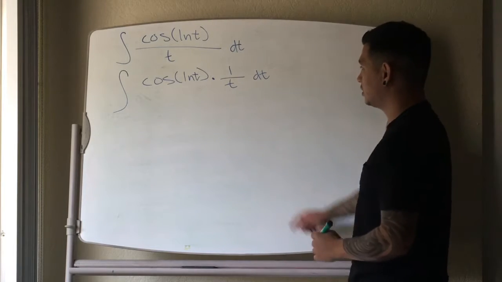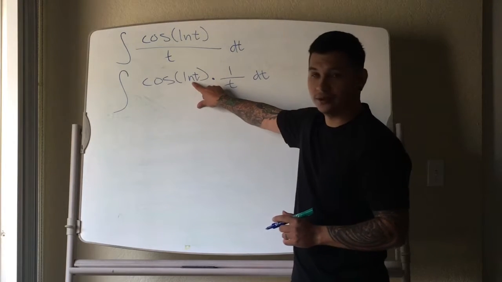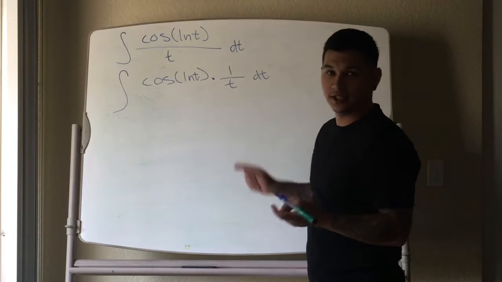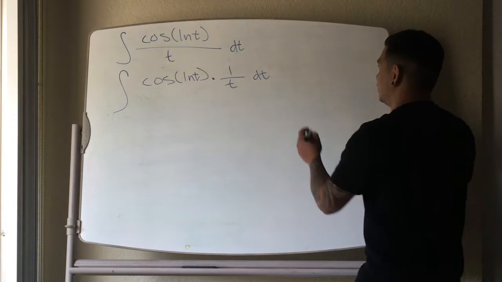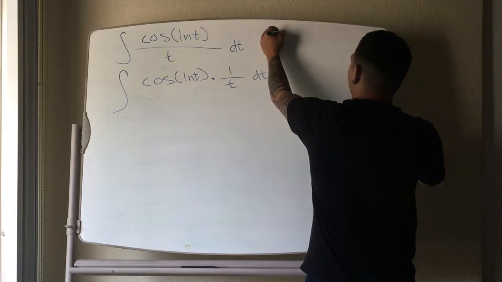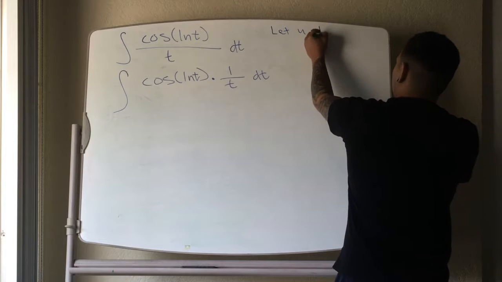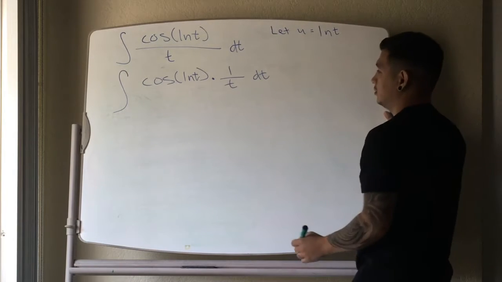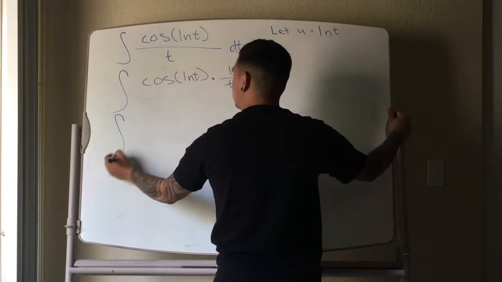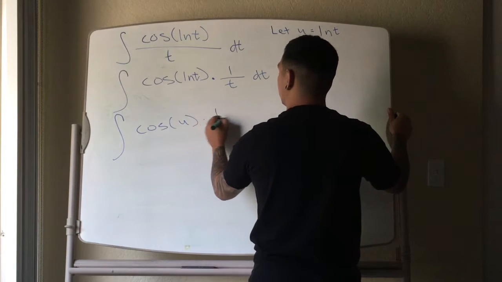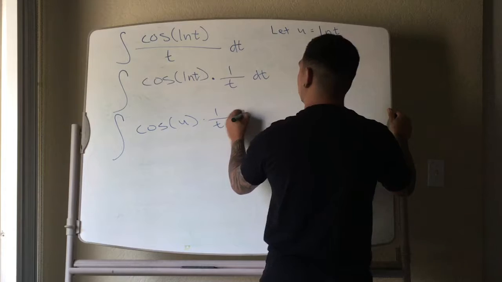Okay? So if we let u equal ln t, the derivative of u will be 1 over t, and that's how we can substitute it. So we're going to let u equal ln t. Okay, perfect. Cosine u times 1 over t dt.